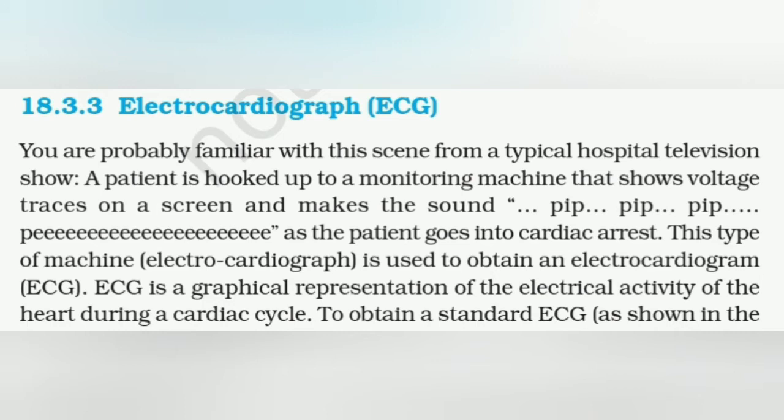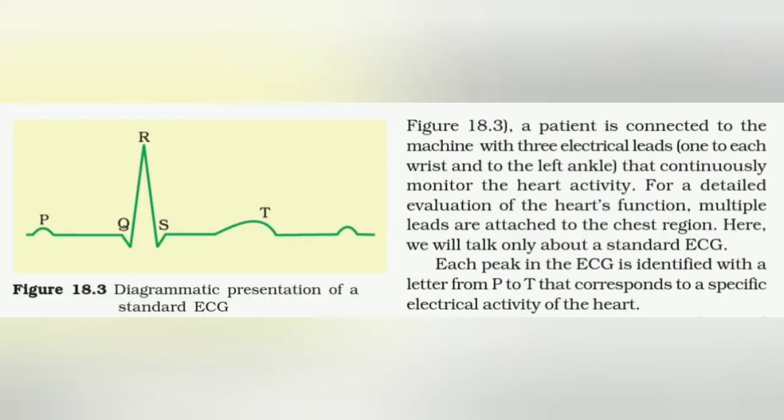This type of machine, electrocardiograph, is used to obtain an electrocardiogram, that is ECG. ECG is a graphical representation of the electrical activity of the heart during cardiac cycle. To obtain a standard ECG as shown in figure 18.3, a patient is connected to a machine with three electrical leads, one to each wrist and one to the left ankle, that continuously monitor the heart activity.